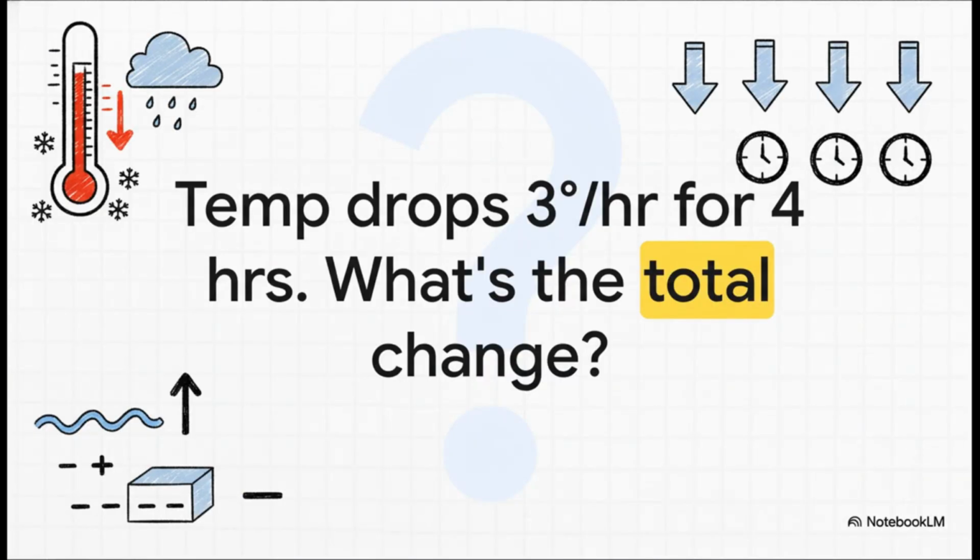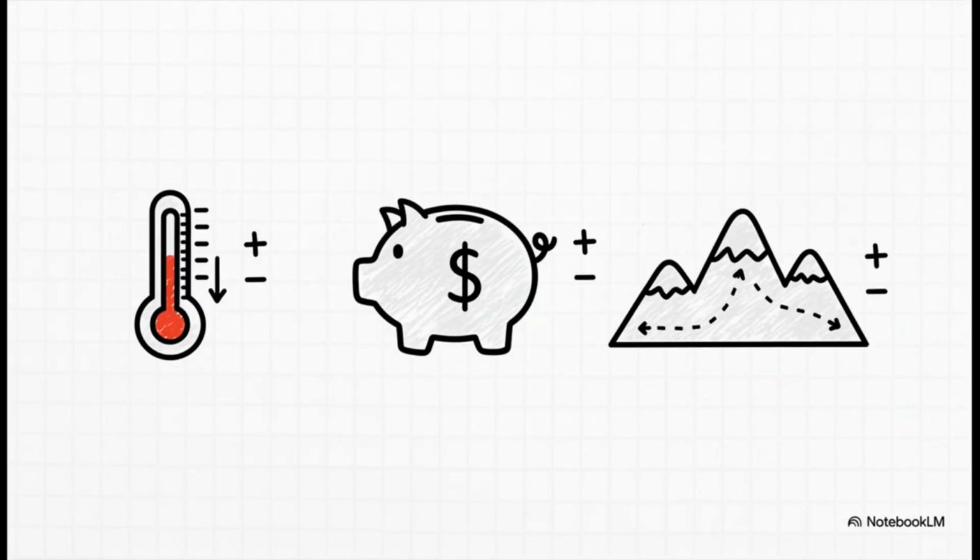So let's kick things off with a little real-world puzzle. Imagine the temperature is dropping 3 degrees an hour, and it does that for 4 hours straight. What's the total change? To figure this out, you've got to understand signed numbers. Whether we're talking about temperature dropping, money going in or out of your bank account, or even your elevation when you're on a hike, these are all about positive and negative whole numbers. In math, we just have a fancy name for them, integers, and getting how they work is the key to everything.